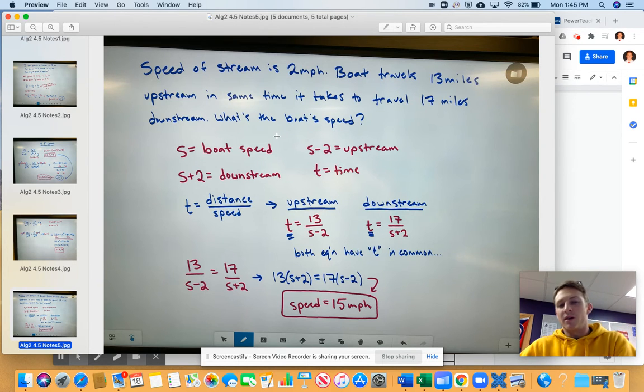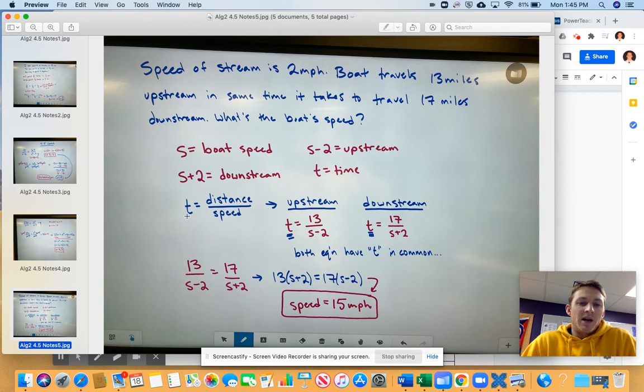So let's represent what we know with some variables. So our boat speed is S, or you might see R on Pearson. Same thing. When we go downstream, we're going faster because the river is pushing us at 2 miles per hour. So it's whatever speed we're going plus 2 miles an hour. When we're going upstream or against the current, we are going our speed, but then the river is slowing us down by 2 miles an hour. And then our time is the same always, because it takes us the same time to travel these two distances. So time is represented by t.